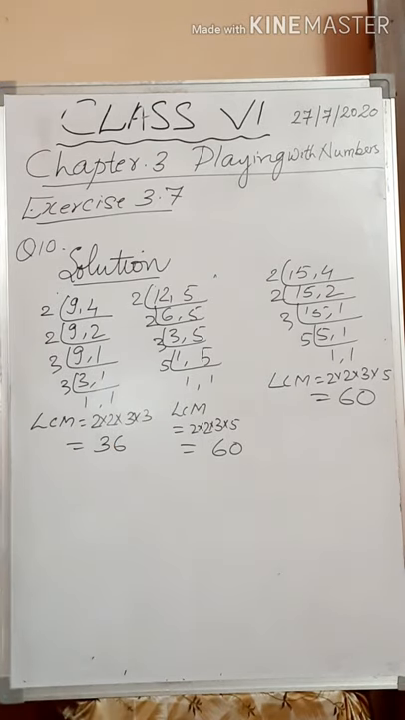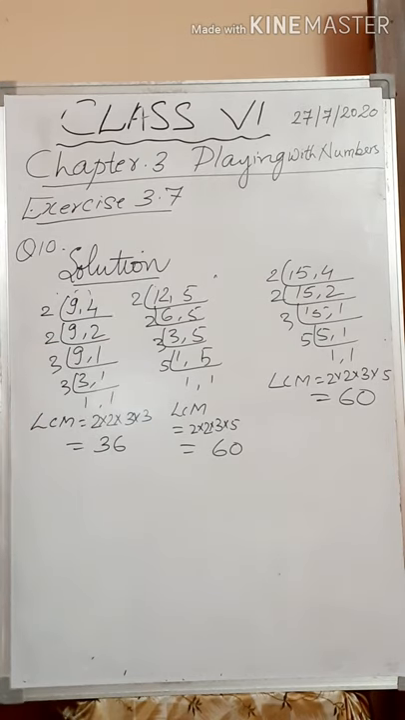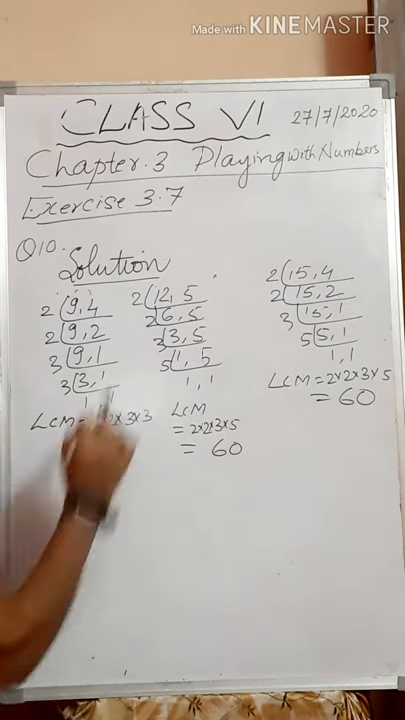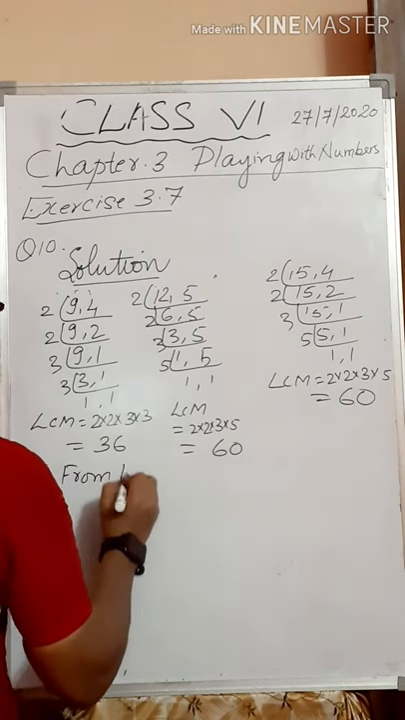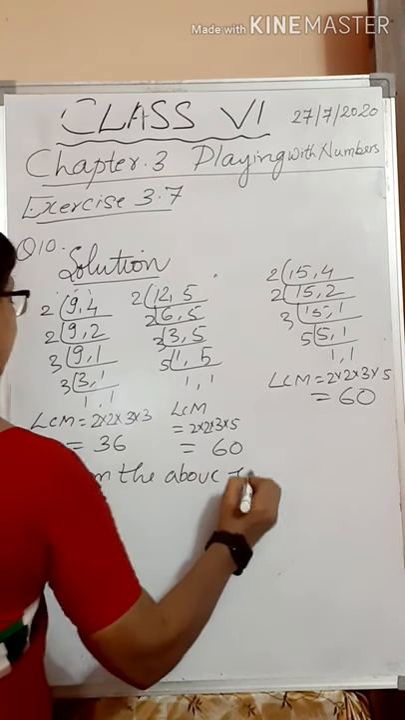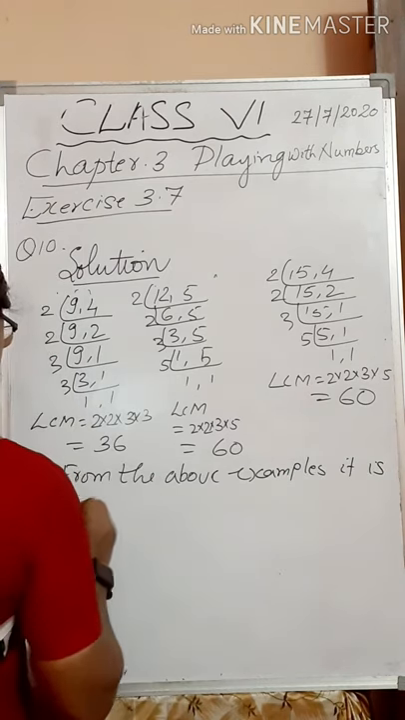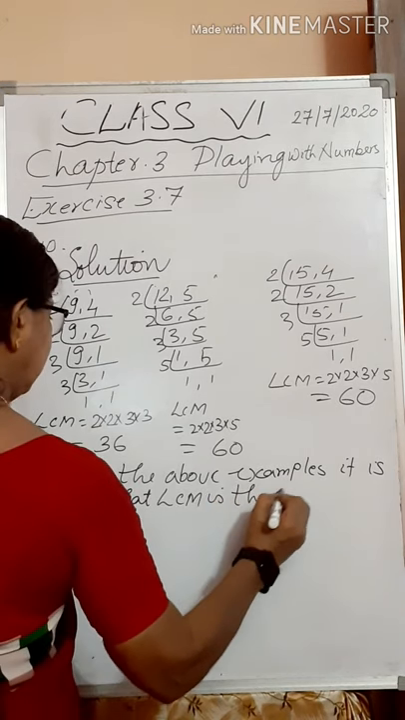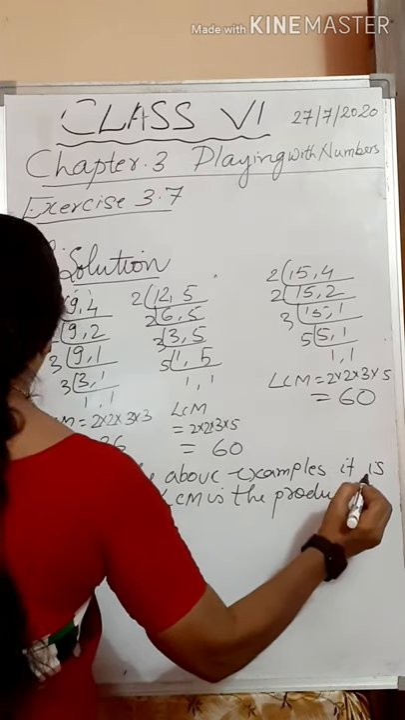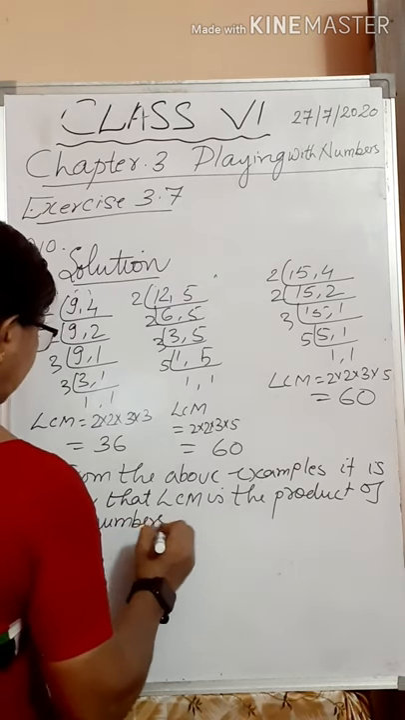From these examples, children, we can understand that the LCM, this is 36, LCM is the product of these two numbers, 9 and 4, 12 and 5, 15 and 4. In all the cases, 12 fives are 60, 15 fours are 60. From the above examples, children, write the first answer. Two numbers in each case.